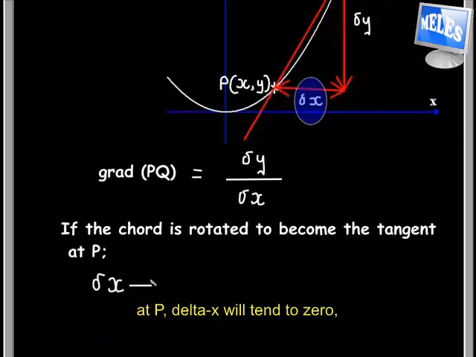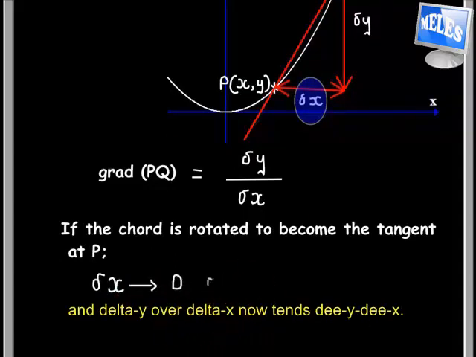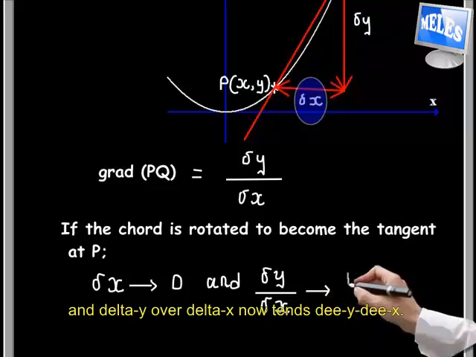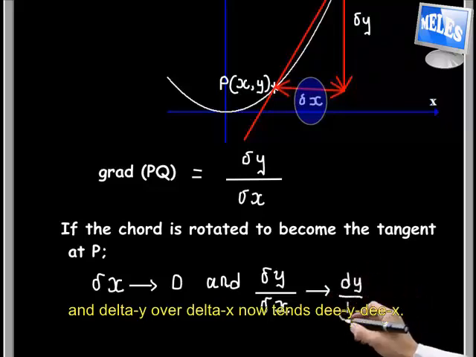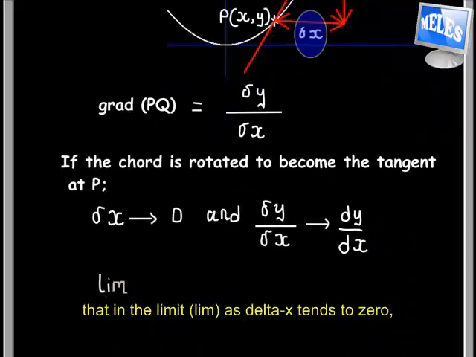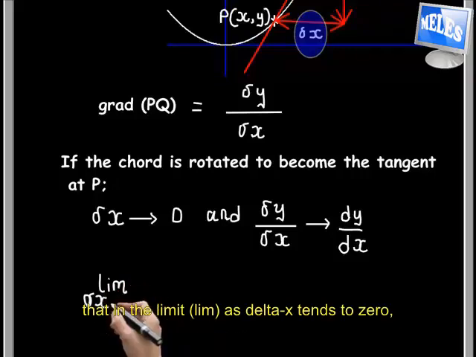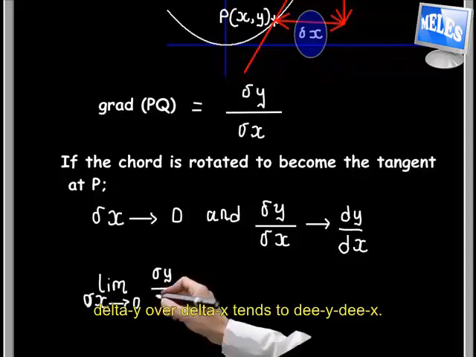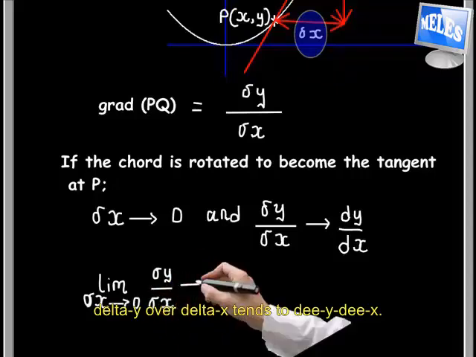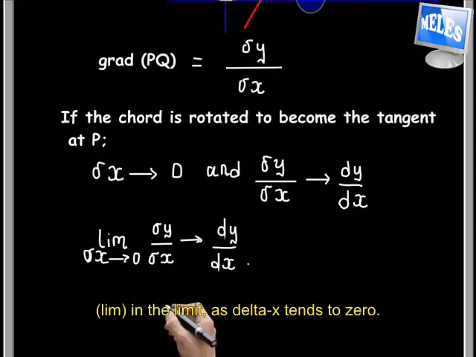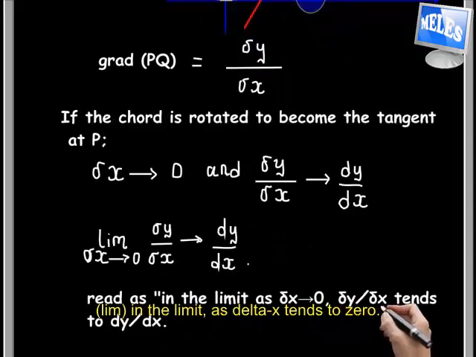delta x will tend to 0, and delta y over delta x now tends to dy dx. Mathematically, we can write this that in the limit as delta x tends to 0, delta y over delta x tends to dy dx, in the limit as delta x tends to 0.